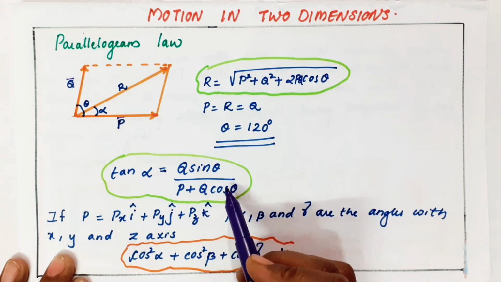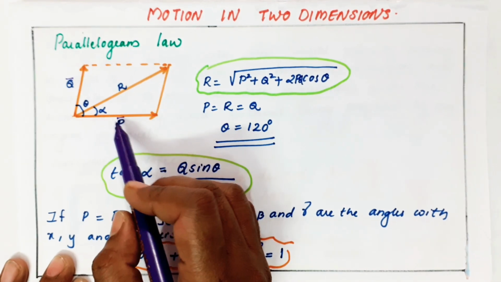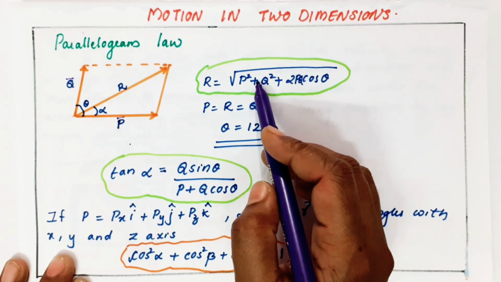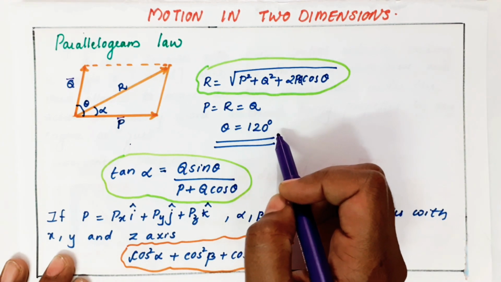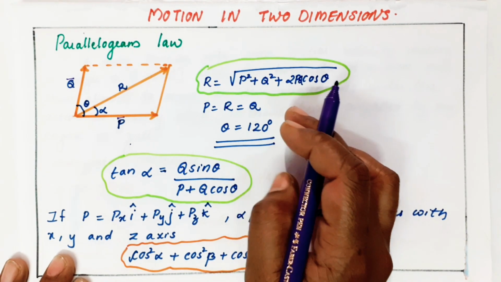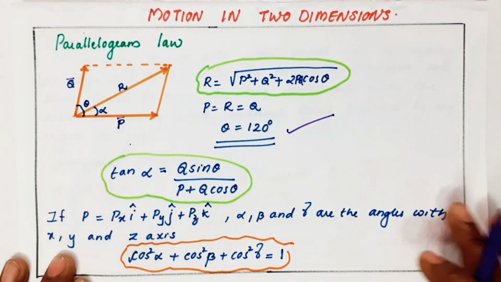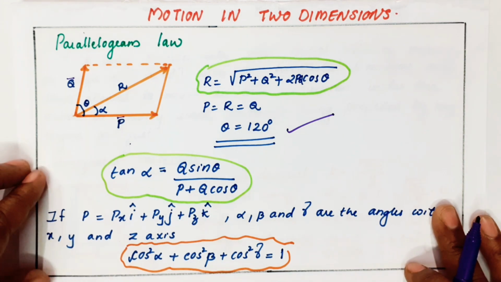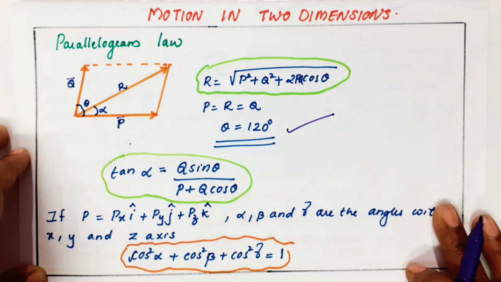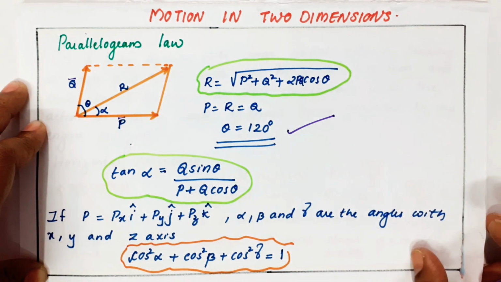Here also there is a condition: if P, Q, R are all the same, and if you substitute here, I will get the theta value as 120 degrees. So I am telling you this is an important case. They can ask this as a numerical also. If P, Q, R are equal, the theta value is 120 degrees. So this is about the parallelogram law. If you know this parallelogram law, you can do the questions based on this.